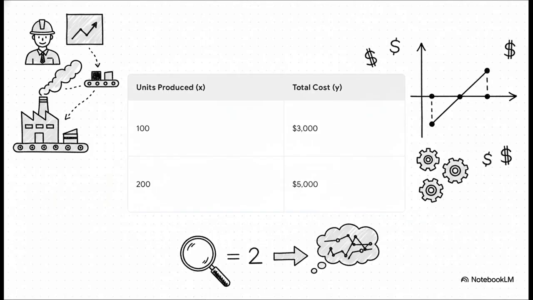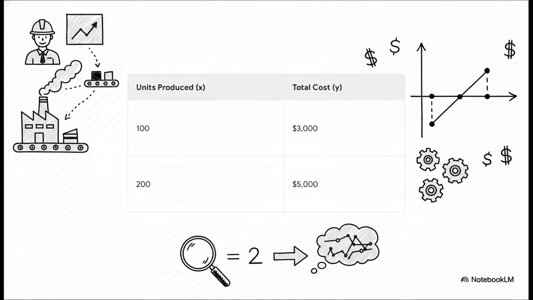Okay, so imagine you're the operations manager of a small manufacturing firm. You're looking at your reports from the last 2 production runs. In the first one, you made 100 units, and your total cost was $3,000. In the second run, you scaled up production to 200 units, and the total cost was $5,000.